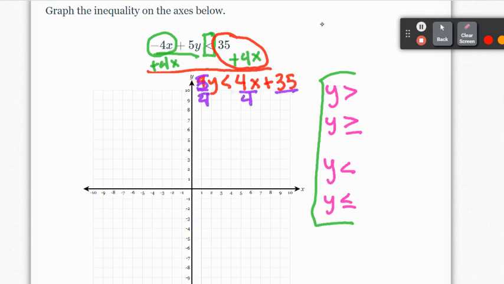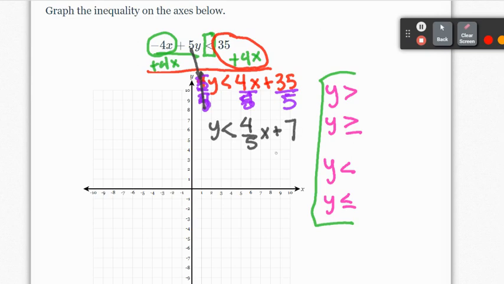5y. I apologize. Divide everything by 5. And then, once I divide everything by 5, because that was a 5, I get y less than 4/5 x plus 7.